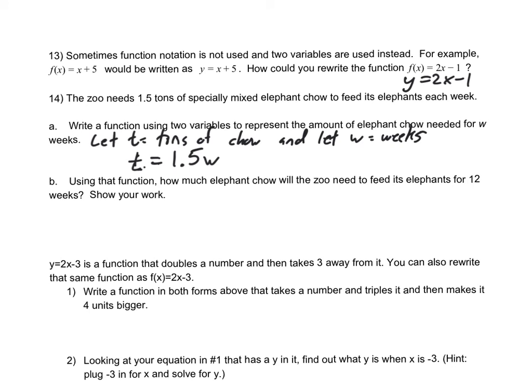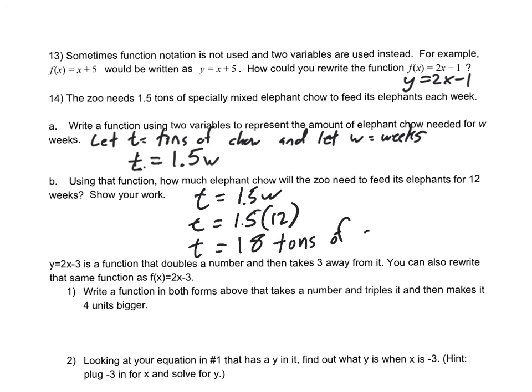Okay, so using that function, how much elephant chow will the zoo need to feed its elephants for 12 weeks? Well, our input is going to be 12. So we're going to take that equation, t equals 1.5w, and instead of w, we're going to put in the number of weeks, which is 12, and then multiply 1.5 times 12, and I get 18 tons of chow.